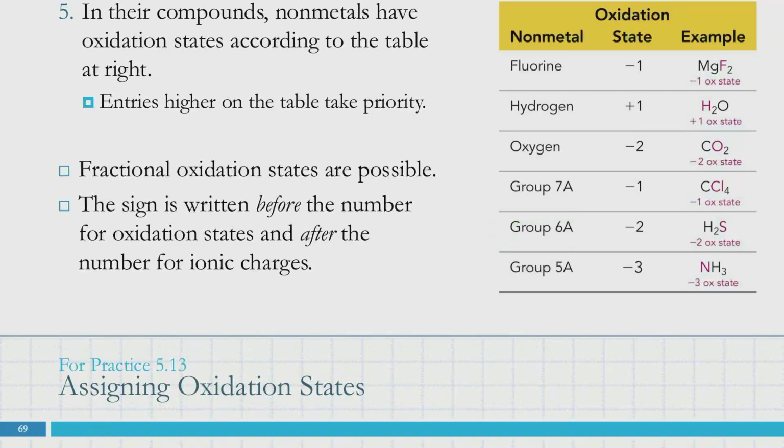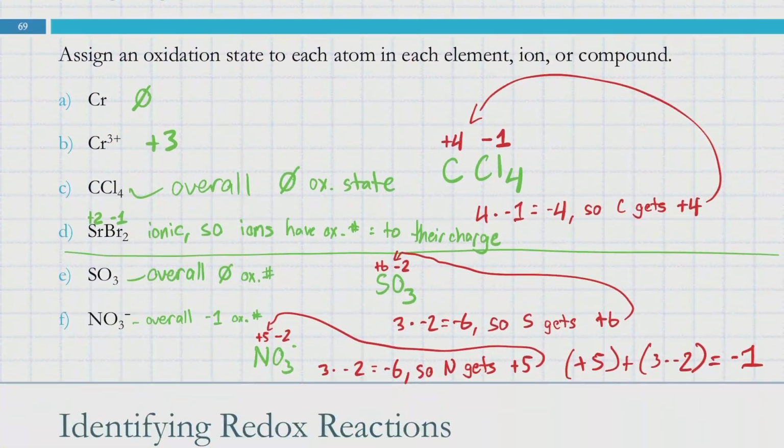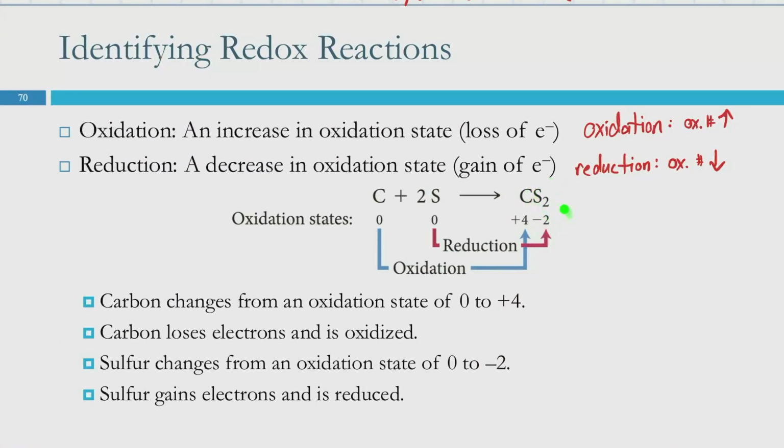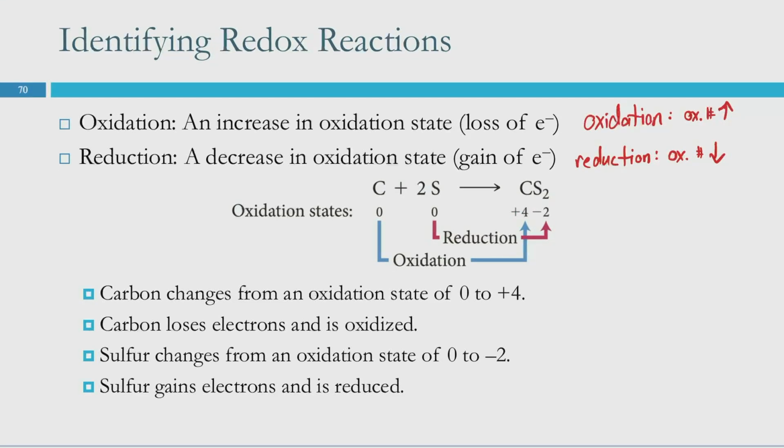Carbon's not even on the list, so carbon just gets to take whatever else is left. So sulfur gets its preferred -2. Since we've got 2 of them, that's an overall -4, so we have to assign a +4 to carbon. So based on our oxidation numbers, carbon goes from 0 to +4. Its oxidation state or oxidation number goes up, so it's oxidized. Sulfur goes from 0 to a -2, which is a reduction in its oxidation number, so sulfur is reduced.